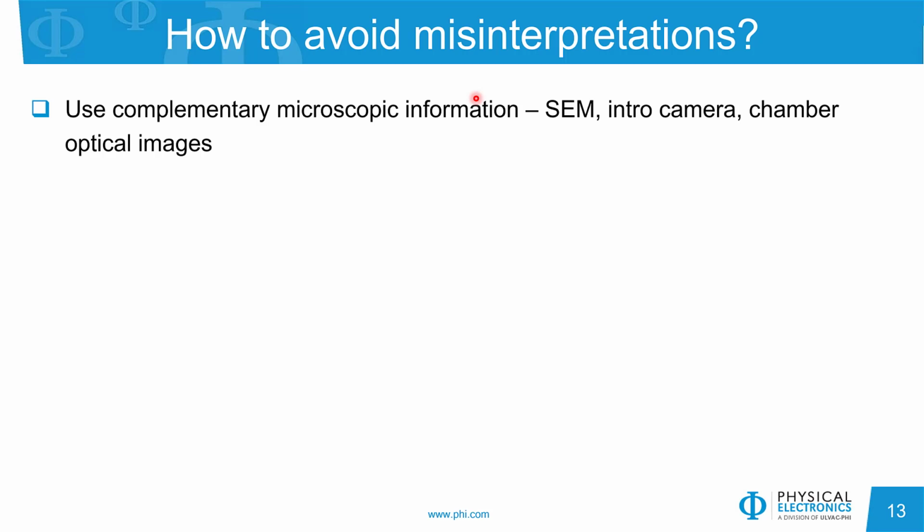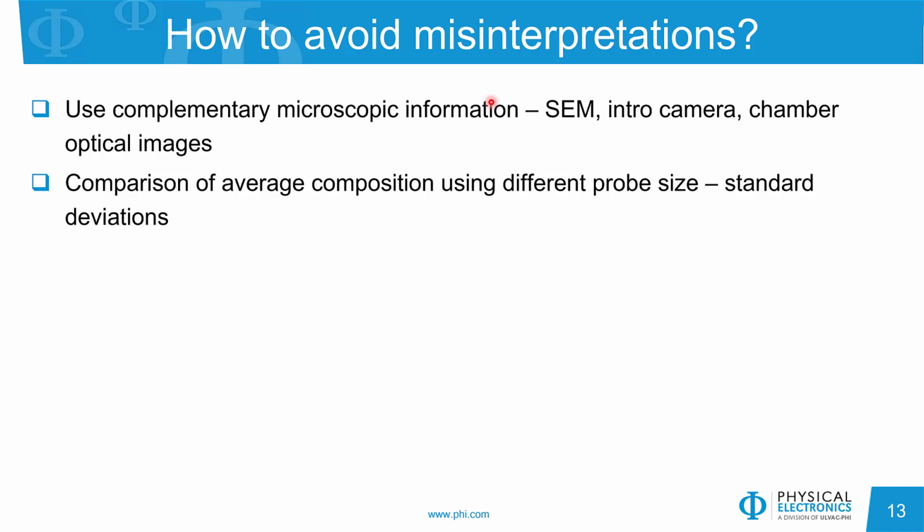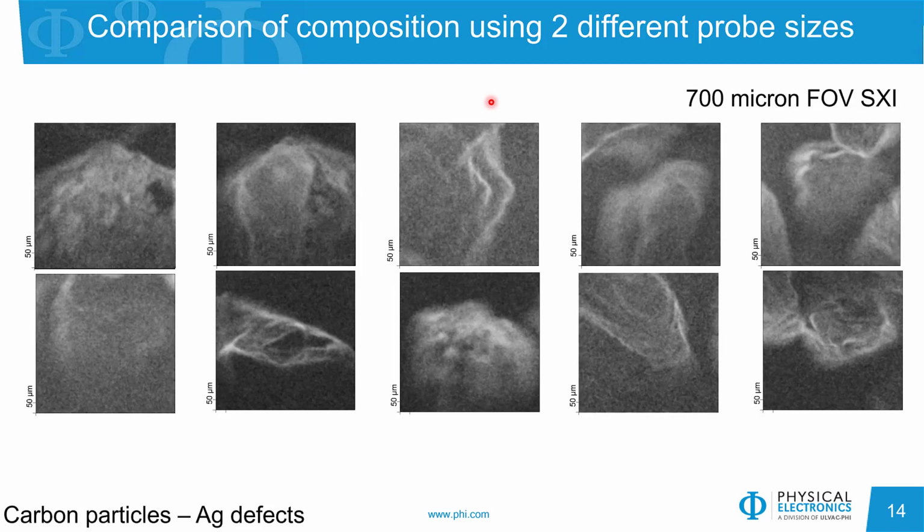We also have optical images that we can obtain using intracamera or chamber images. And the second is comparison of average composition using different probe size. This is something that has been underutilized, and it's really powerful. Comparison of standard deviations will tell you the degree of heterogeneity of the sample. And this is an example that I would like to show.